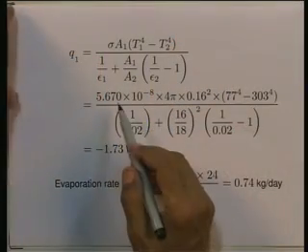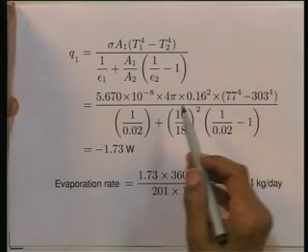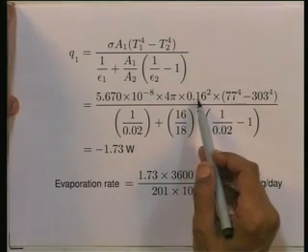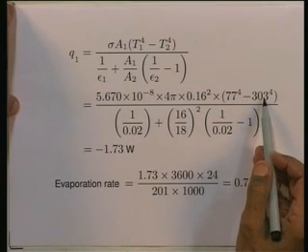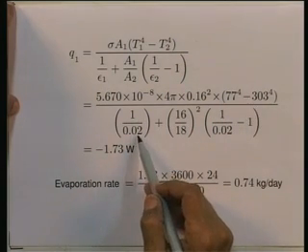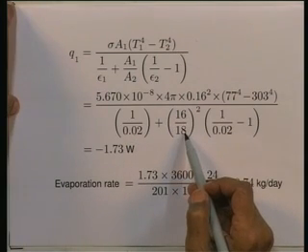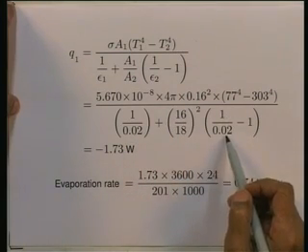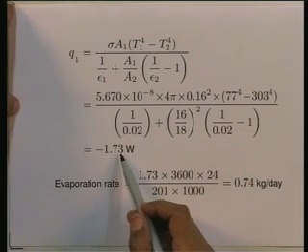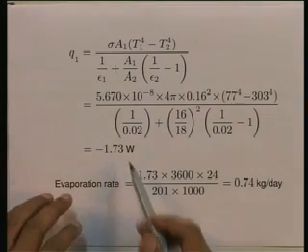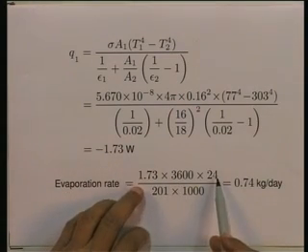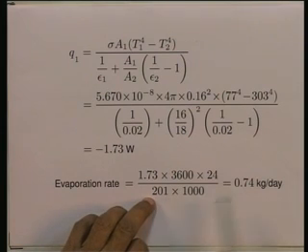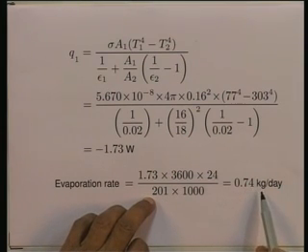5.67. Let me just show that now. Substituting, you will get 5.67 into 10 to the minus 8, times 4 pi into 0.16 squared, that is A1, times 77 to the power 4 minus 303 to the power 4, divided by 1 upon 0.02 plus 16 by 18 the whole square, that is A1 upon A2, times 1 upon 0.02 minus 1, which is minus 1.73 watts. And if I want the evaporation rate, I find out how much evaporates during the whole day and divide by the latent heat, and I get 0.74 kilograms per day.